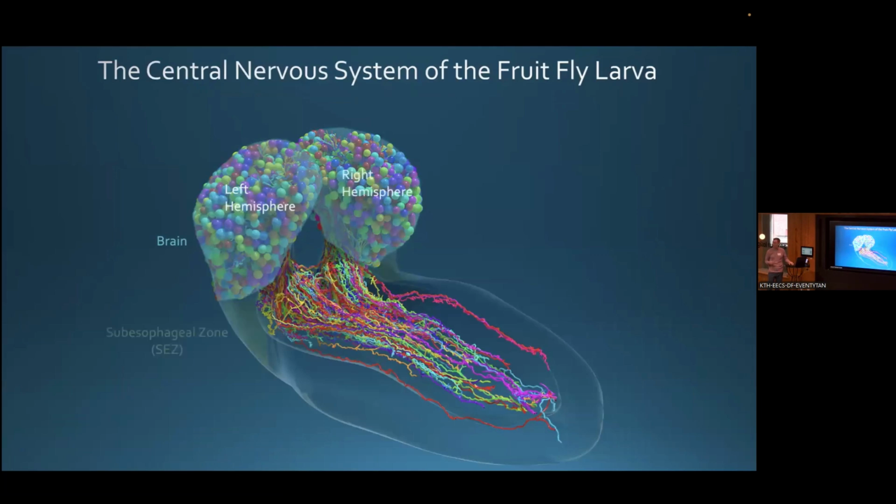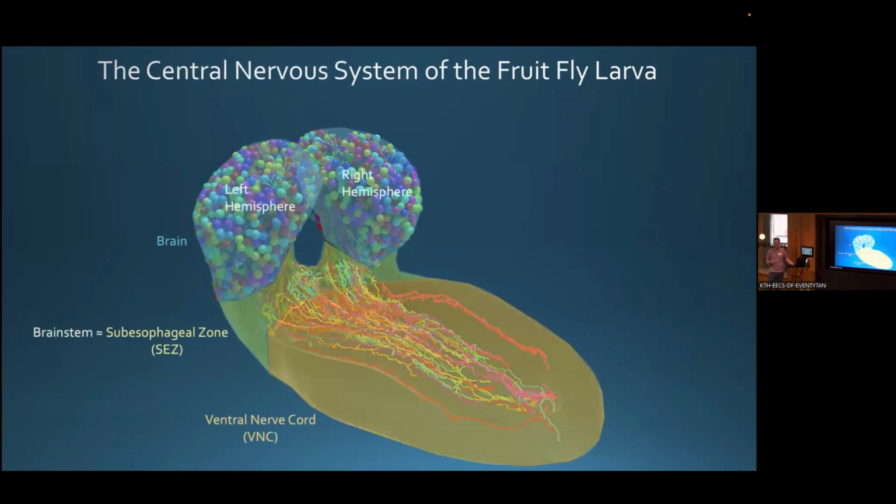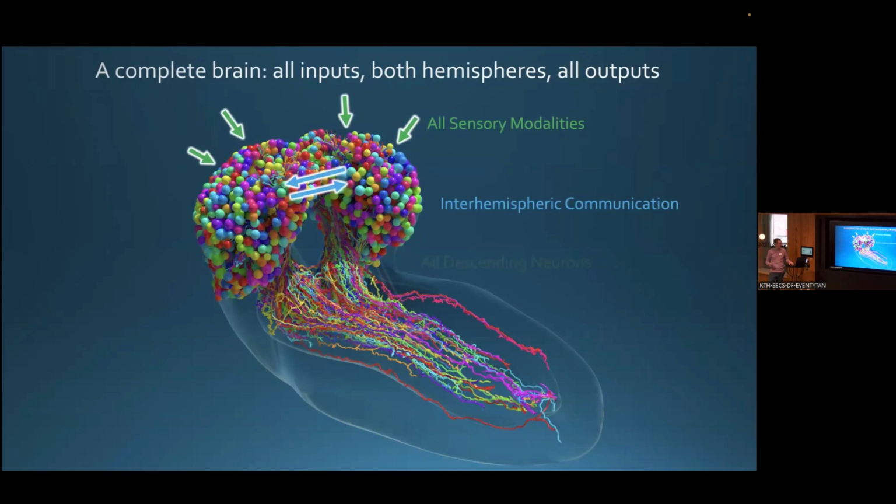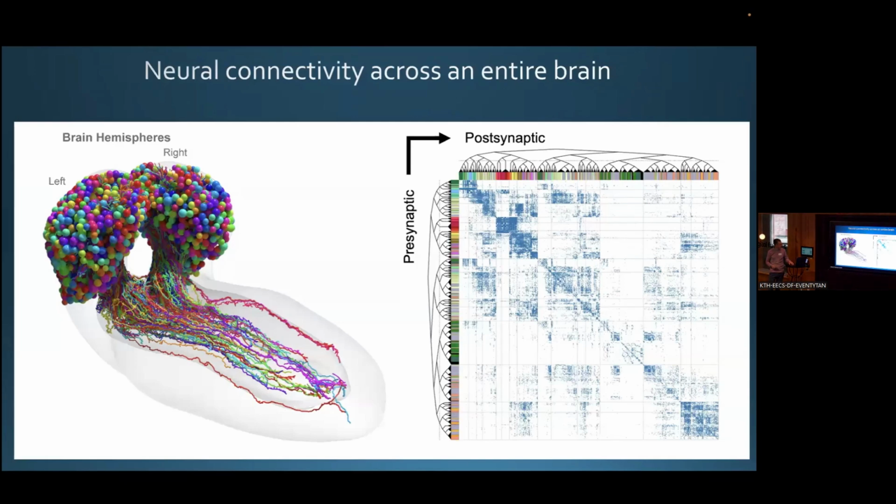What you're seeing here are the two brain hemispheres, this region called the subesophageal zone, and then the ventral nerve cord. You can think of these vaguely as the equivalents of a brain stem and a spinal cord. What's great about this connectome is that it's also linked to a lot of experimental data. We know what all the sensory modalities are in the actual network. We have all of the connections between brain hemispheres, and we also know which neurons are controlling the behavioral output. And this is what the actual connectivity matrix looks like. All these little blue dots are individual synaptic connections between literally one presynaptic neuron and one postsynaptic neuron.